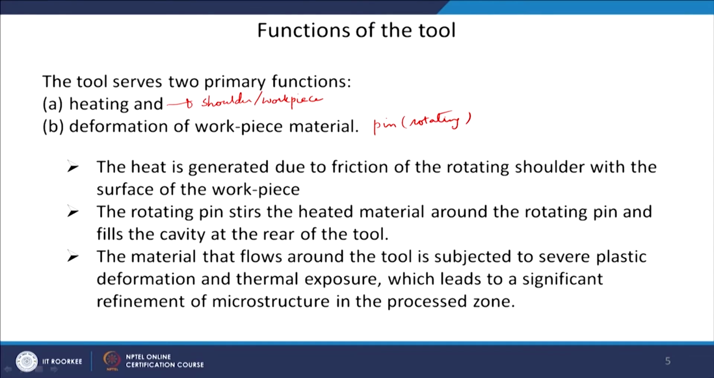Heat is generated due to friction of the rotating shoulder with the surface of the workpiece, and the rotating pin stirs the heated material around it and fills the cavity at the rear of the tool. The material that flows around the tool is subjected to severe plastic deformation and thermal exposure, which leads to significant refinement of microstructure in the process zone. I have already told you that all this stirring at high temperature will refine the microstructure.